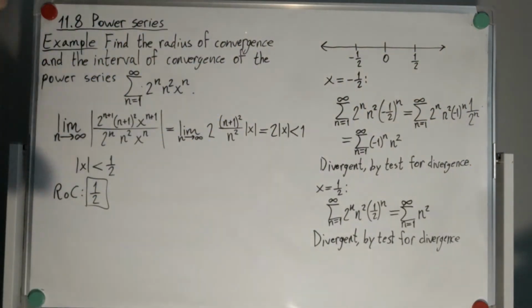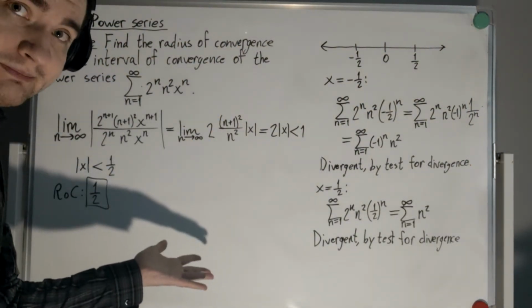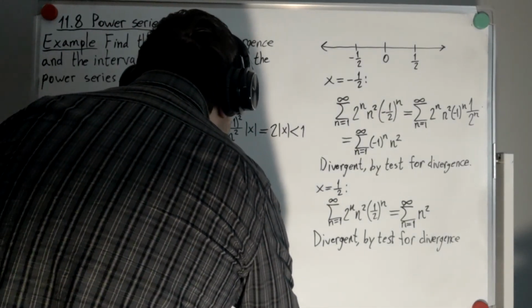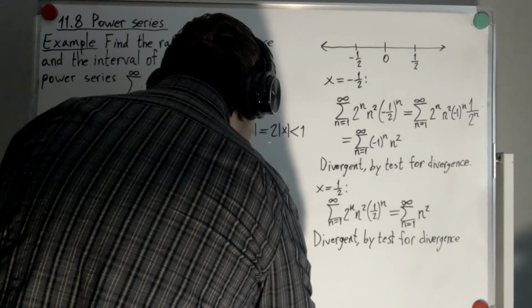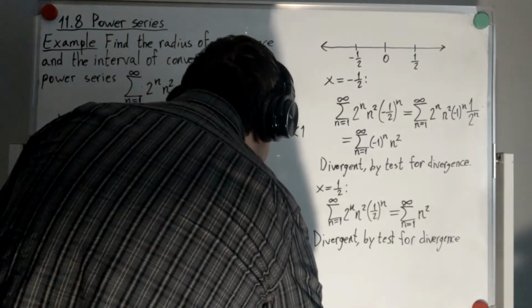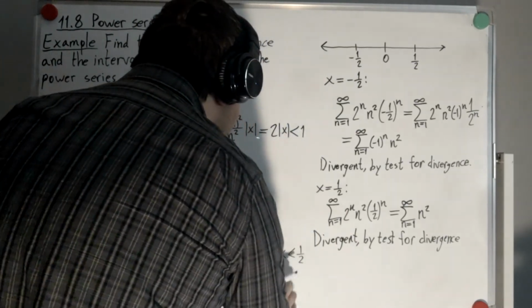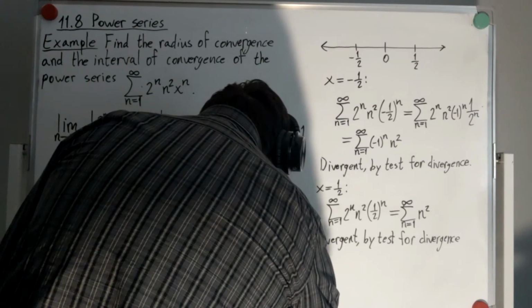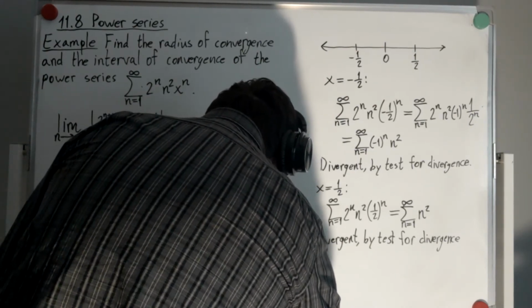And so what we get is divergence at both endpoints. So our interval of convergence is only where x is greater than negative 1/2 and less than 1/2. Or in other words, not the closed interval, but rather the open interval from negative 1/2 up to 1/2.